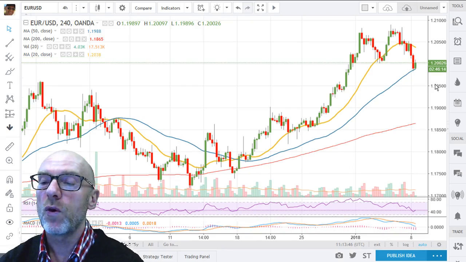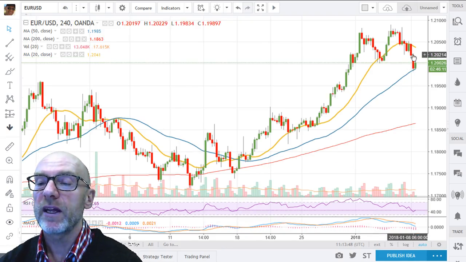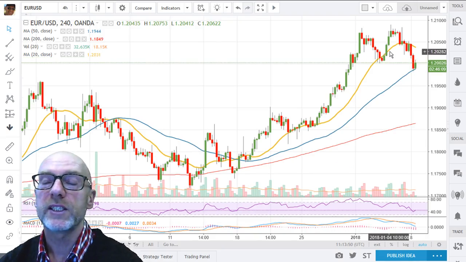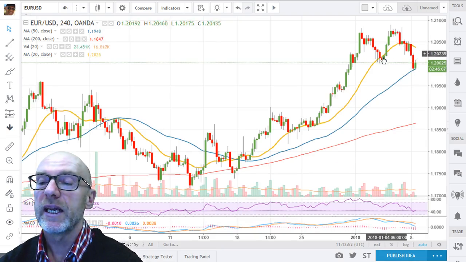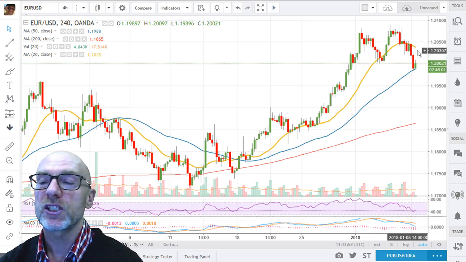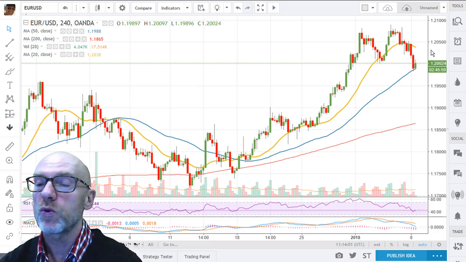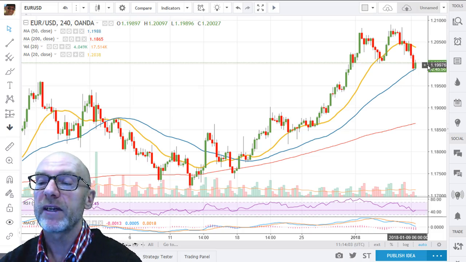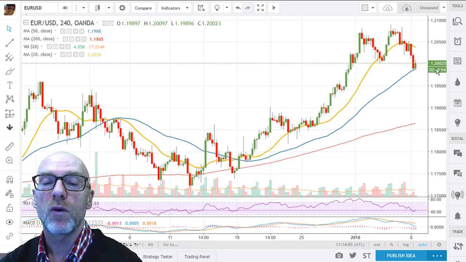Finally, looking at the 4-hour, here you can see we fell through the first support of the 20 average on the 4-hour. It did give support numerous times, but then gave way. That's now moving down, so will actually act as resistance at 120.38. We're now finding support from the 50 on the 4-hour, 119.88.